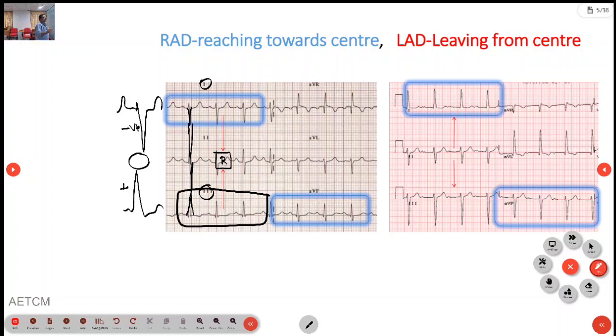Whereas in this one, you see lead 1 is predominantly positive, aVF is negative, and here lead 3 is also negative. Now you can see here, this is a central area.